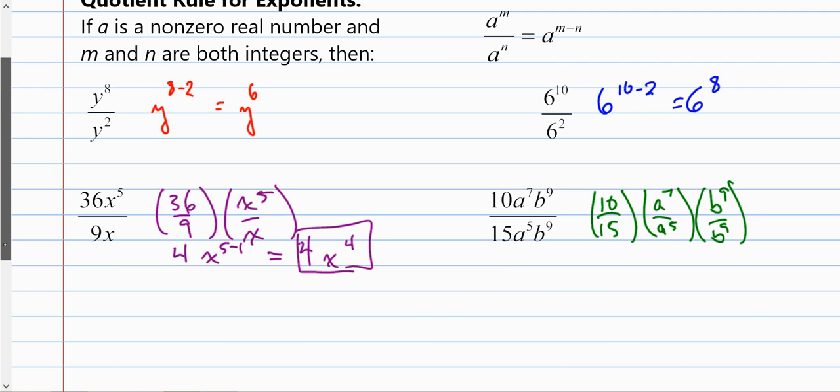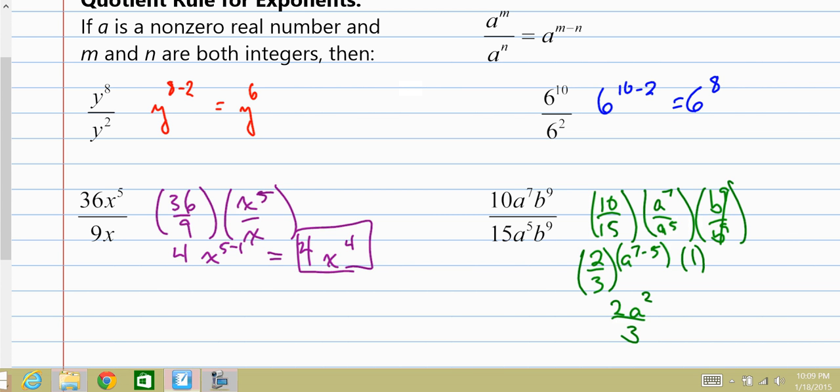Give myself a little bit more room to work here. 10 over 15. If you know your fractions well, you know that reduces to 2/3. And then I have an a to the 7 minus 5. And then something over itself is just 1. So I wind up with 2a squared over 3.